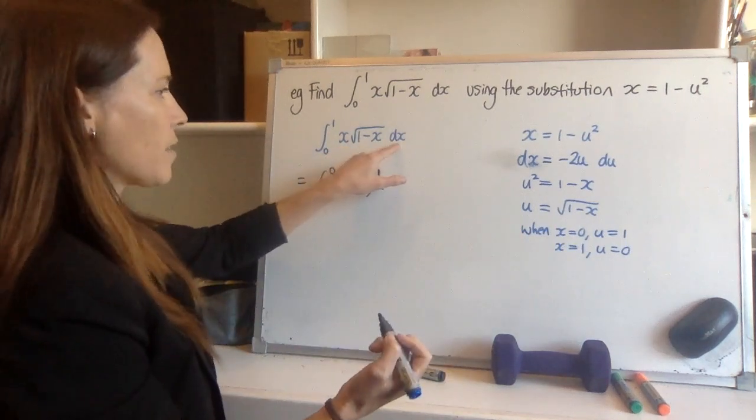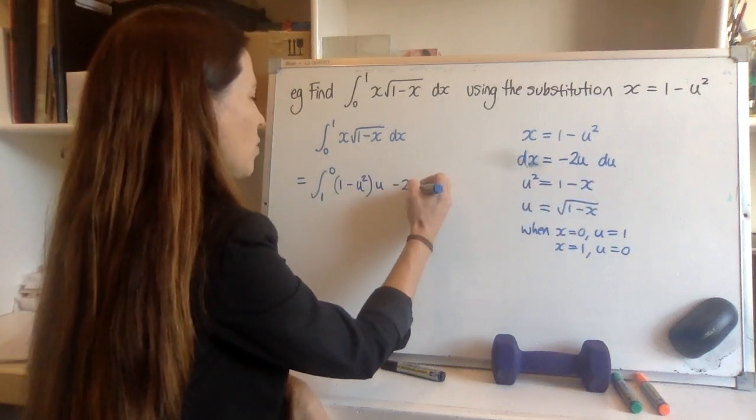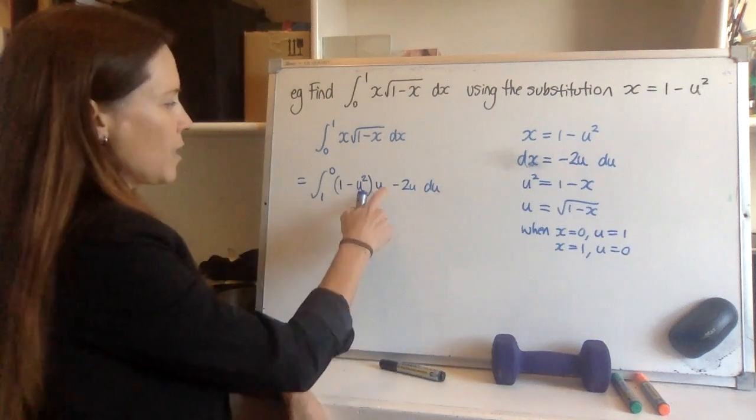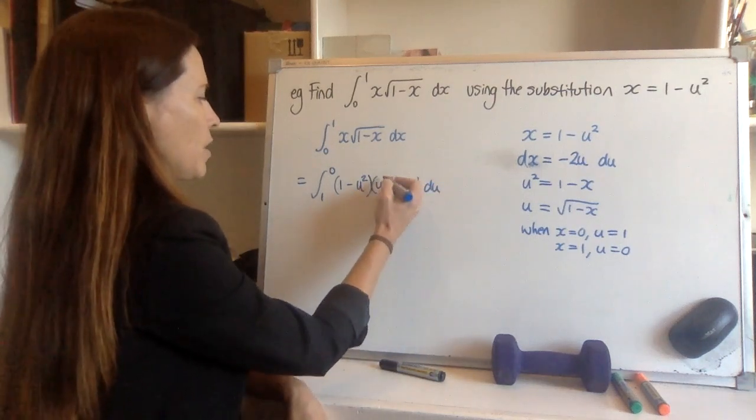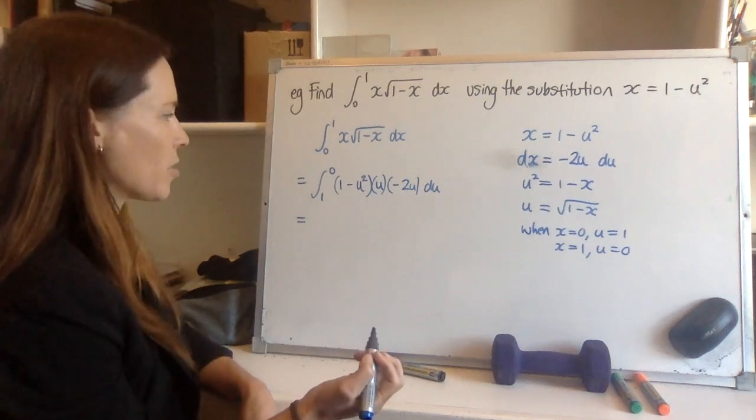And then for dx, I need minus 2u du. So I've got minus 2u du. Now these parts here have been multiplied, so putting them in brackets might help you see what you need to do there. Now on the next line, before we integrate, let's just tidy it up.